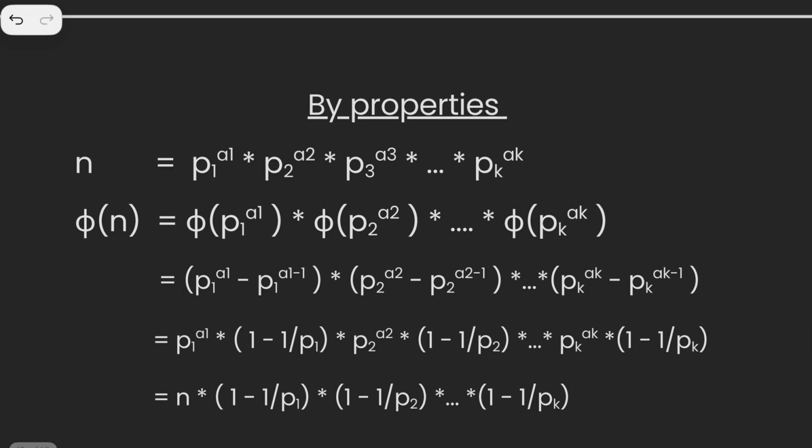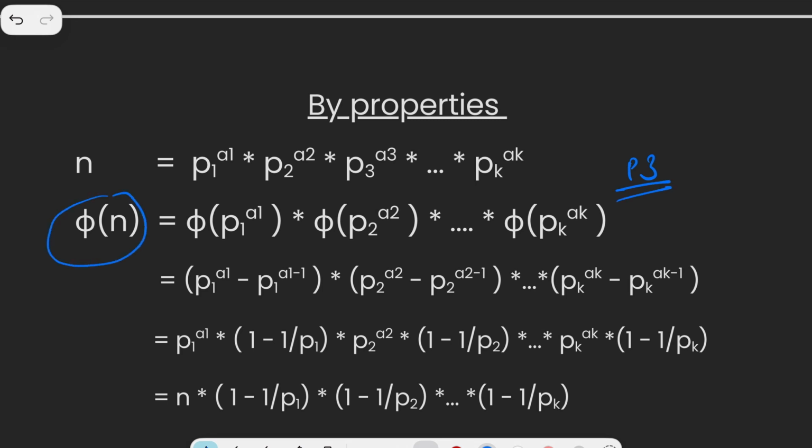Now by using the three properties that we discussed, you can prove the formula for n. See, let's say n can be represented like this: p1 to the power a1, p2 to the power a2, p3 to the power a3, something like that. So by using the third property, we can say phi of n is equal to phi of p1 to the power a1, times phi of p2 to the power a2, up to pk to the power ak. After that, we can write phi of pk to the power ak as pk to the power ak minus pk to the power ak minus 1, and this comes from property 2.